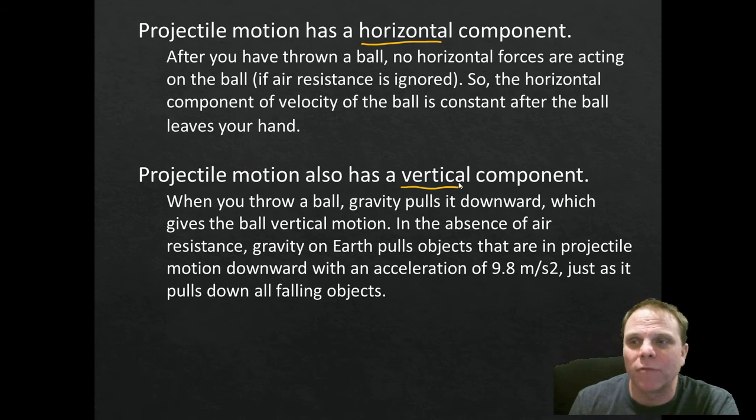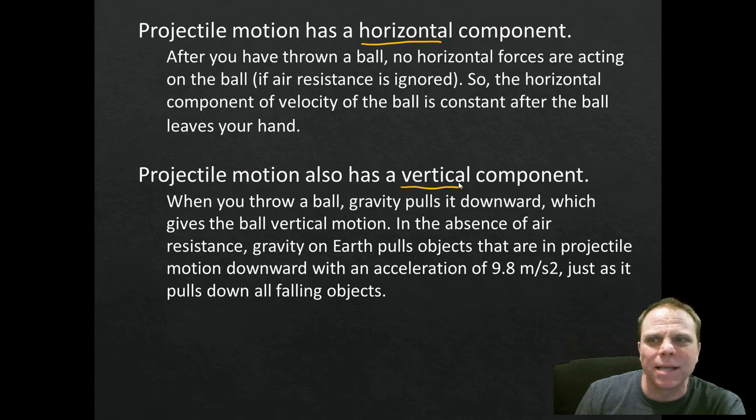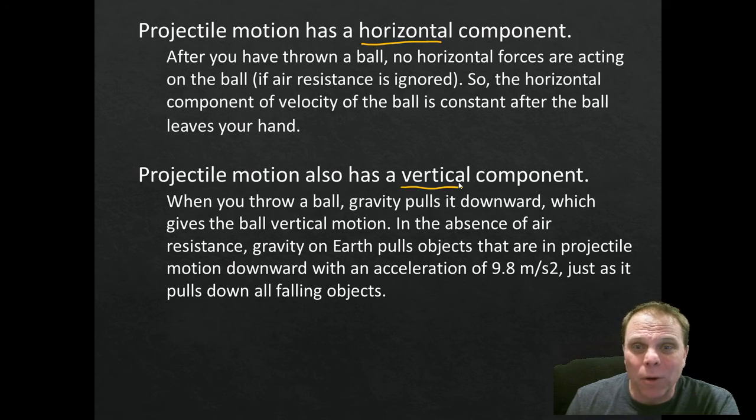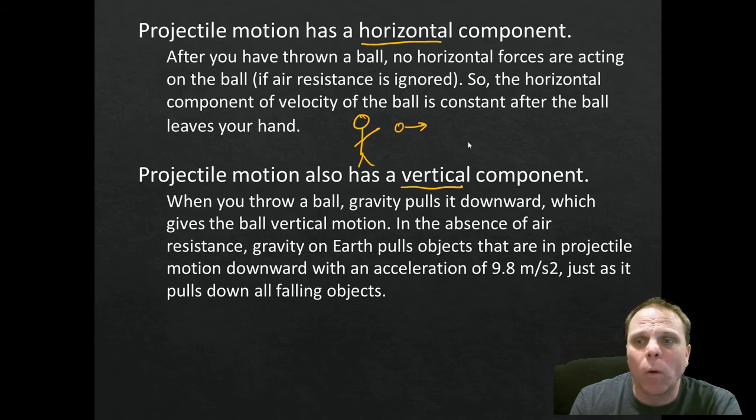Air resistance could still do that. Think about a bullet being shot from a gun. Not much air resistance there, it's a pointy little bullet. It does have some, though. So the horizontal component of velocity of the ball is constant after the ball leaves your hand. So once you throw that ball, that horizontal component, this component here that moves in this direction, is constant. It is not changing.